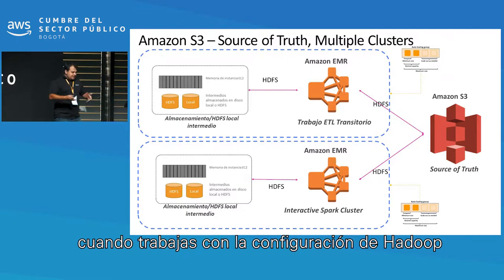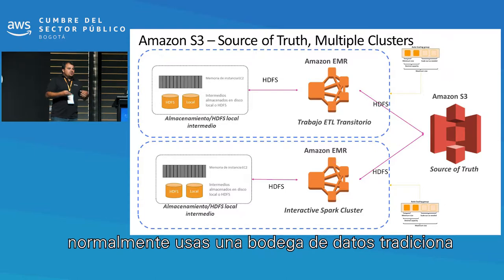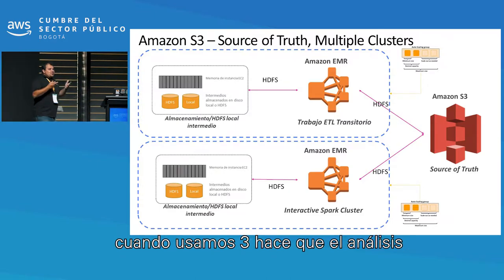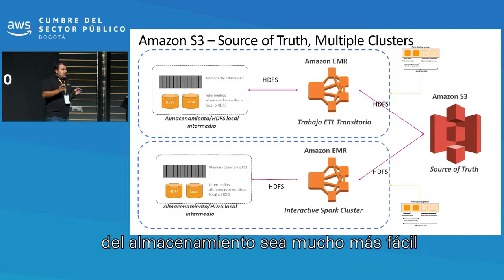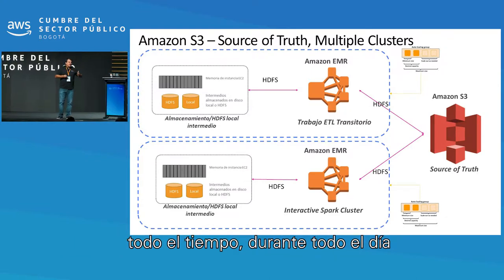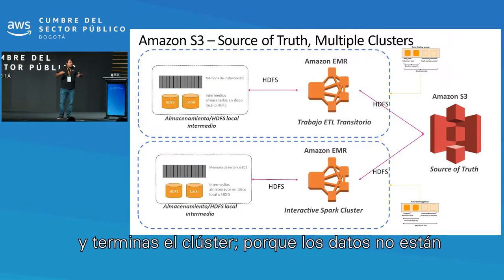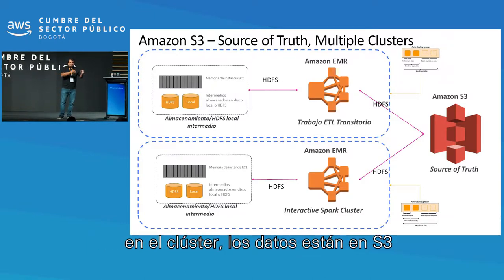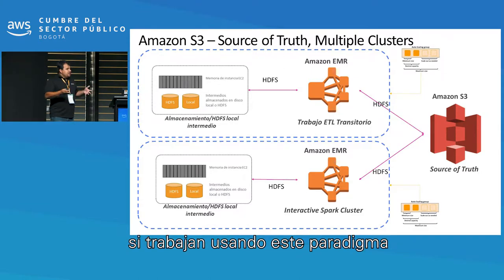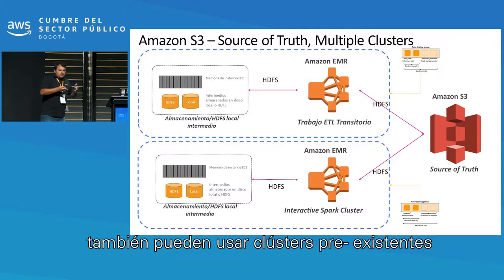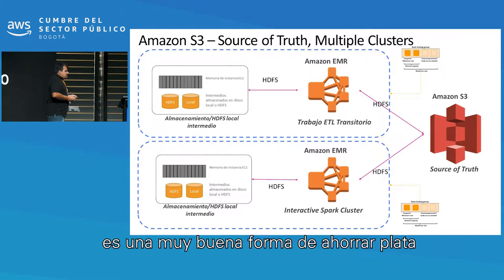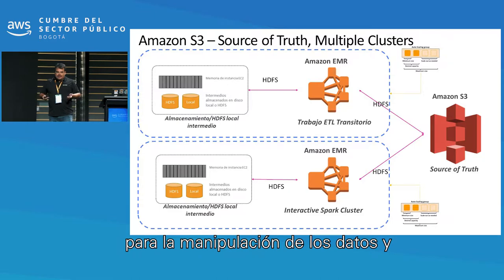When you work with the Hadoop ecosystem on-premises in your own data center, usually we use traditional storage, commodity disks. On AWS, we use S3. Because when we decouple computing from storage, our life gets really easier. In order to use EMR, you don't need to run a cluster all the time during the whole day. You spin up a cluster, you do your processing, you terminate the cluster. Because the data is not in the cluster. The data is on S3, right? And in terms of economics, you're going to save a lot of money working with this paradigm. You can use persistent clusters as well, and never turn off the cluster. But transient clusters are a really good way to save money with big data and data lakes.